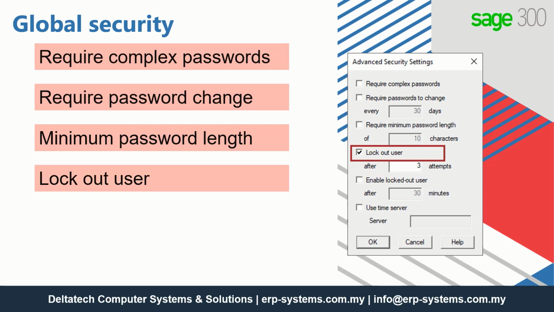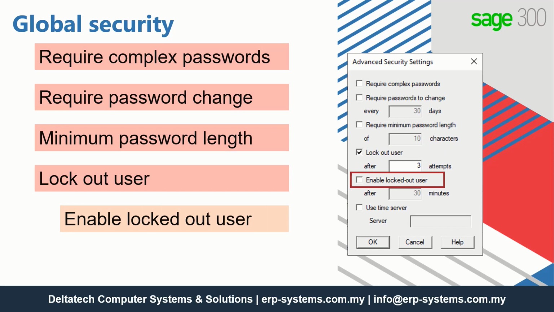If you select the Lockout User option, you will also have the option to unlock the user account after a certain period of time has elapsed. When you select the Enable Locked Out User option, specify the number of minutes before the user can try again. Selecting this option would automatically enable the user account after the specified period of time. If this option is not selected, the user would need to request the administrator to unlock the account.